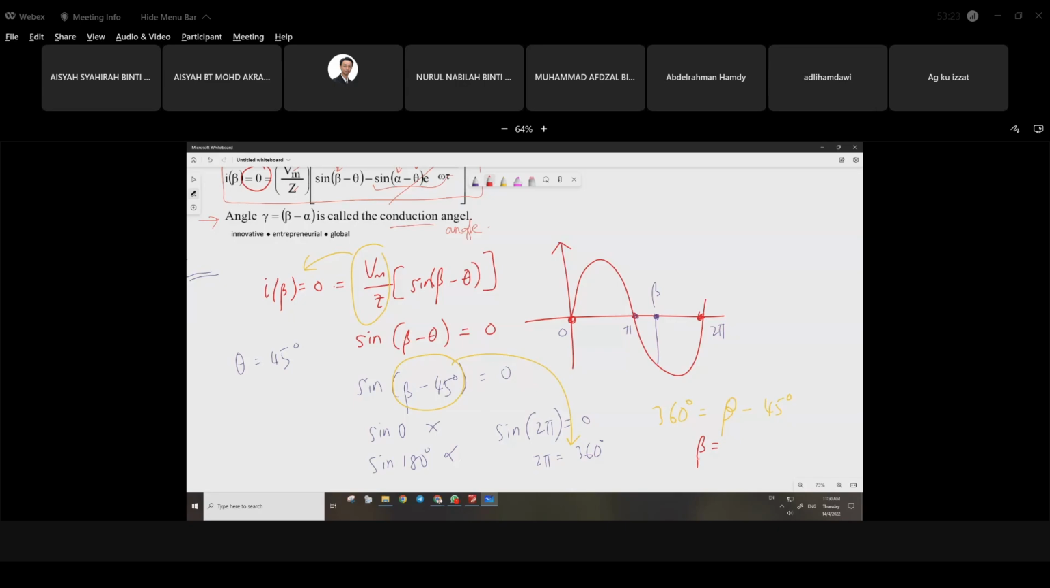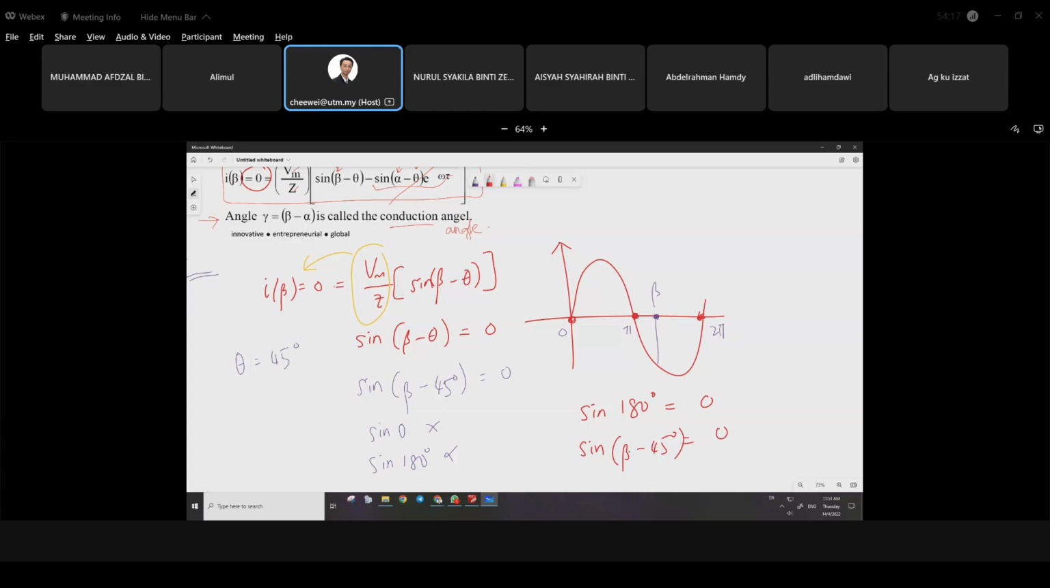How much? 315. Is that right? No. 405. Wrong. Wait. Reverse back. 360 is too far. Okay, start again. Because it is close to this one. So what is sine 180? Sine pi, right? What is sine pi? 0. Zero, right? So sine beta minus 45 equals zero.